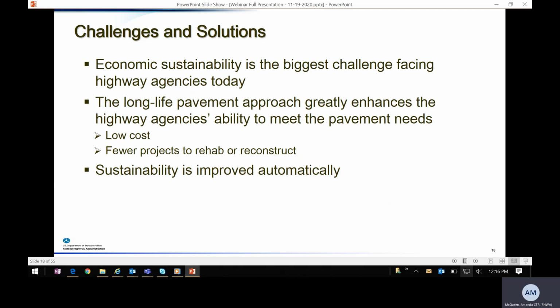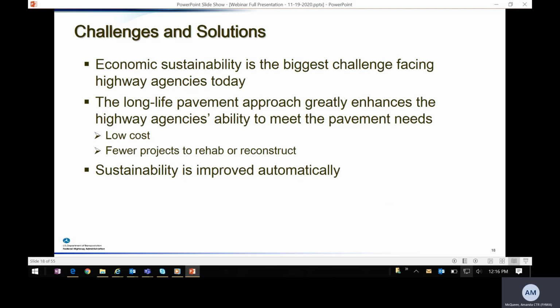And not only that, it's not just the pavement cost that gets in the way of providing good pavements. If we have fewer projects to deal with, I think that'll be a lot easier for DOTs to provide pavements in good condition. So if we have a long life pavement that doesn't require as much rehab, then I think sustainability is improved automatically.